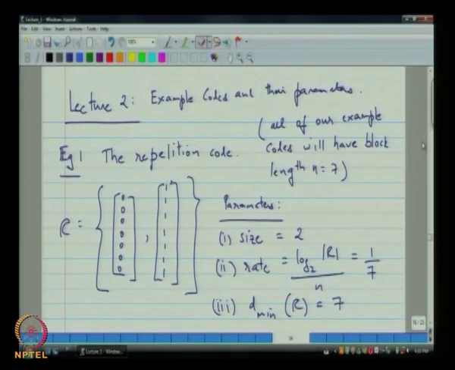First, I will go over the material relating to example codes and their parameters. We will go over that quickly, and then after that I will come back and continue where we left off in the proof. Okay. So, here if you go down to the pad, you see the example codes and their parameters. I first introduced the repetition code. In the repetition code, all the symbols are the same. So, the parameters of the code are the following: the size is 2, the rate of the code is 1/7, and the minimum distance of the code is 7.